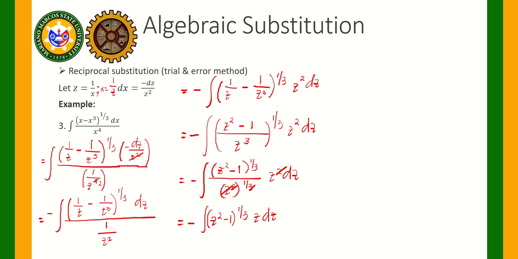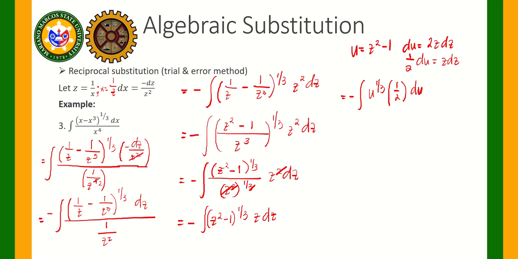So, what should we do next? So, mag-let u tayo. Let u be equal to z squared minus 1, du be equal to 2z dz. So, since may z dz tayo dito, okay, so magiging 1/2 du is equal to z dz. So, this is what we will substitute dito sa z dz natin. So, this is equal to negative the integral of z squared minus 1 is equal to u. So, u raised to 1/3 times 1/2 du, which is si z dz natin.